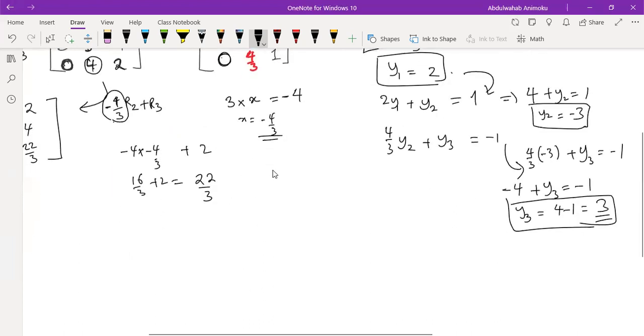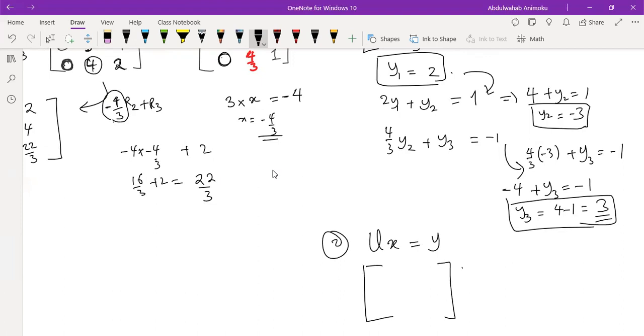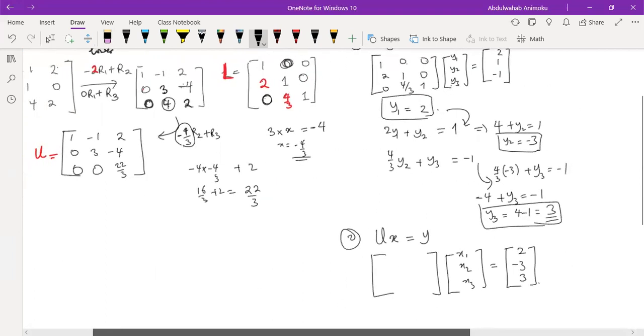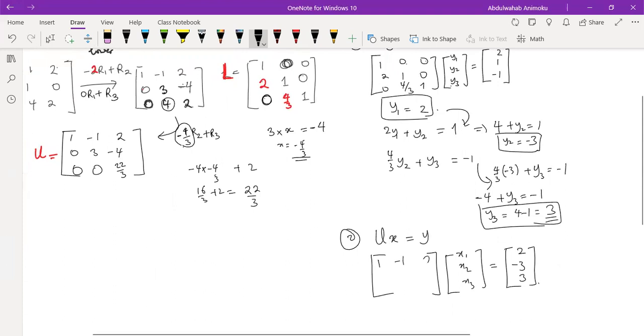Cool. This is very cool. So now that we have this, we can use it to solve the second equation, which says Ux is equal to Y. Now notice that we need to find what our U is. We have our X, and what is our Y? Our Y is already given as 2, minus 3, and 3. Now we just need to figure out what our U is, which was here, which is 1, minus 1, 2, 0, 3, minus 4, and then 0, 0, 22 over 3. Interesting. 22 over 3.